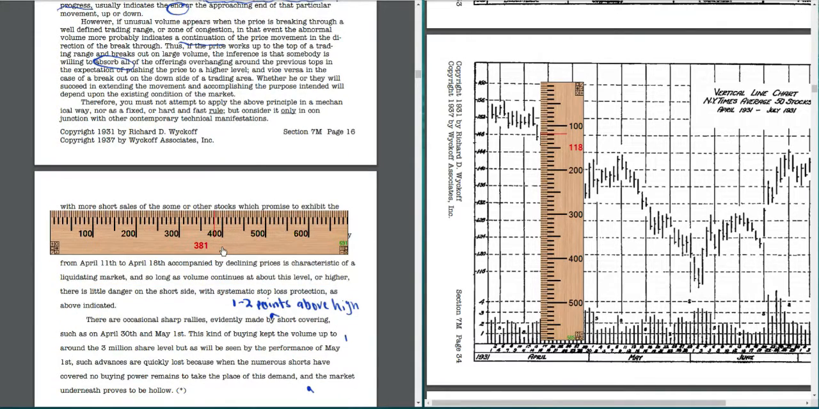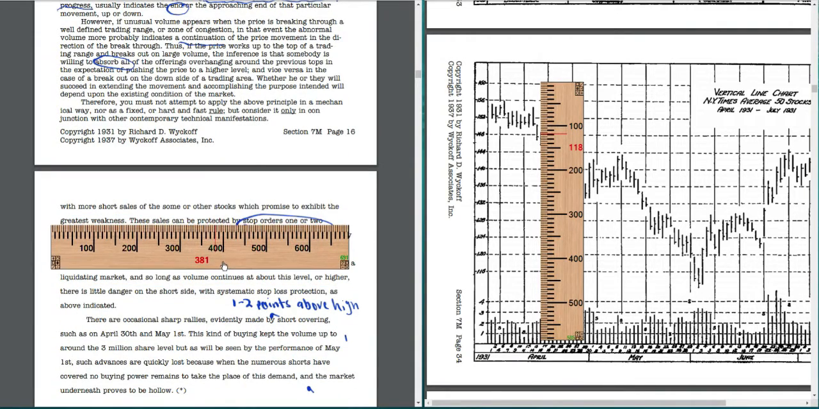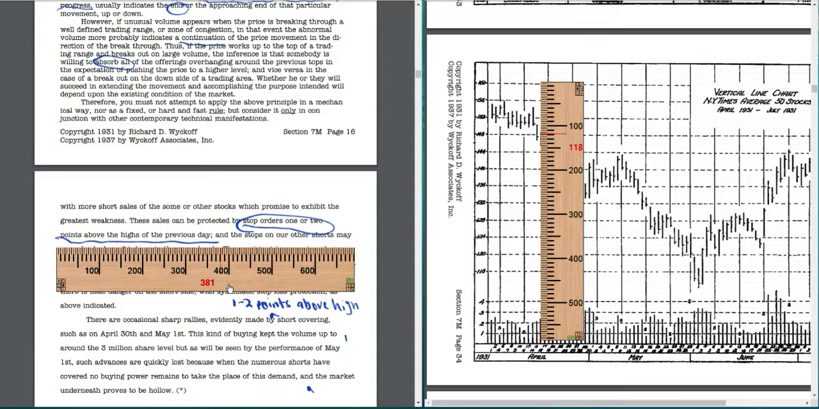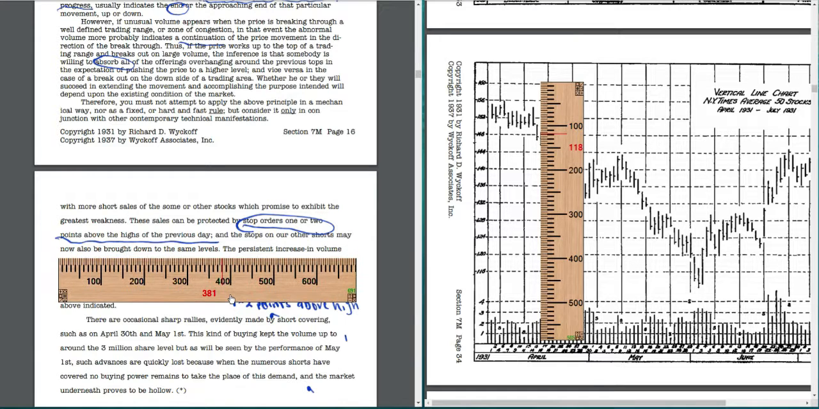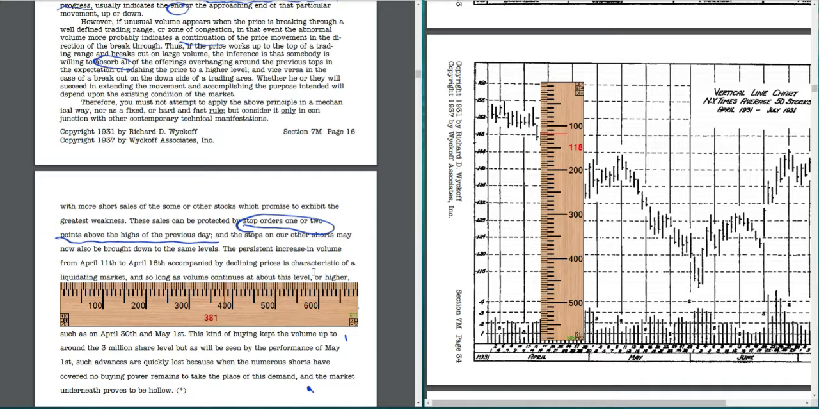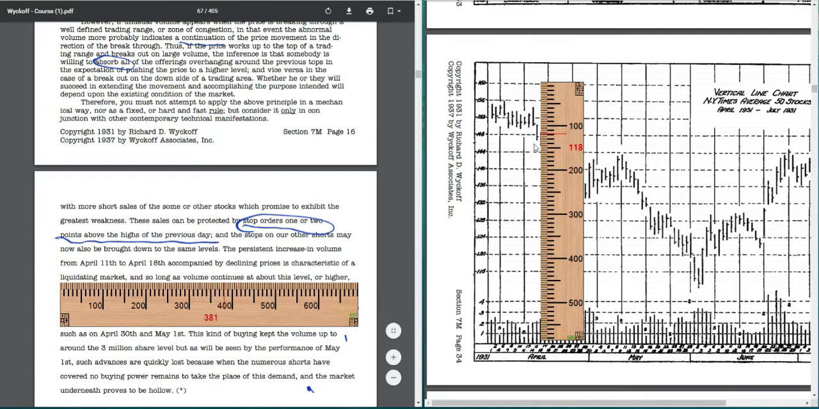With more short sales of some other stocks which promise to exhibit great weakness, these sales can be protected by stop order. The persistent increase in volume from April 11 to April 18, accompanied by declining prices, is evidence of what? Liquidation.